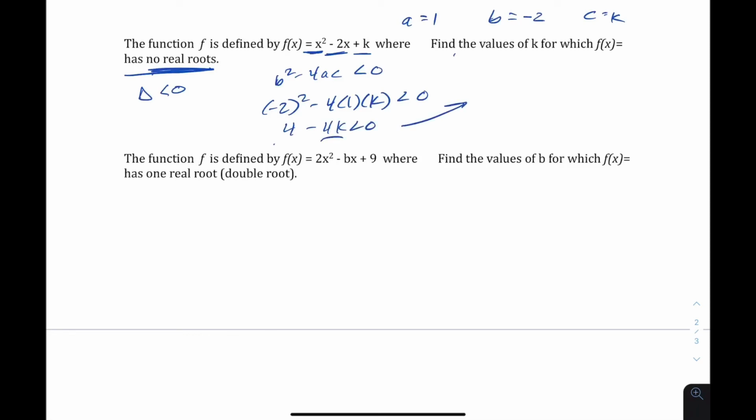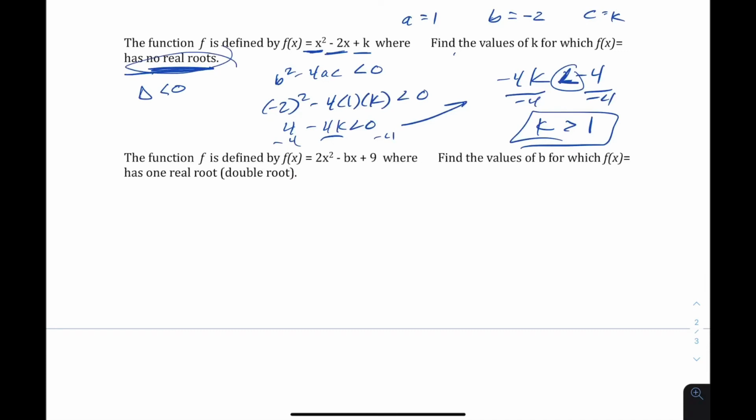So subtract 4 from both sides. Negative 4k is less than negative 4. So less than sign. Divide by negative 4. When you divide by negative, you have to flip the inequality. So you get k is greater than 1. And that's the answer there. When k is greater than 1, then this thing has no real roots.